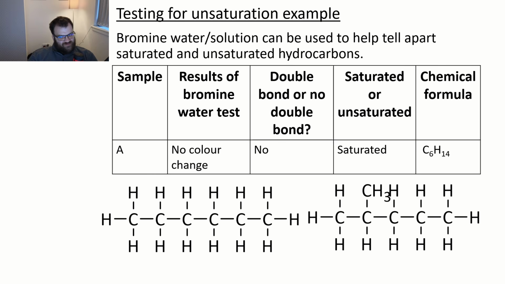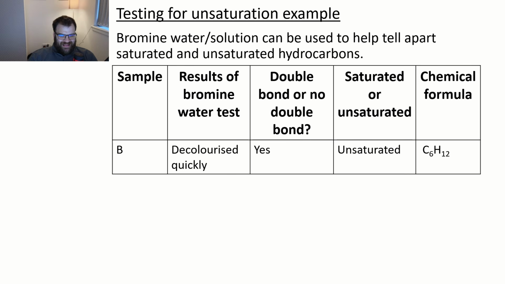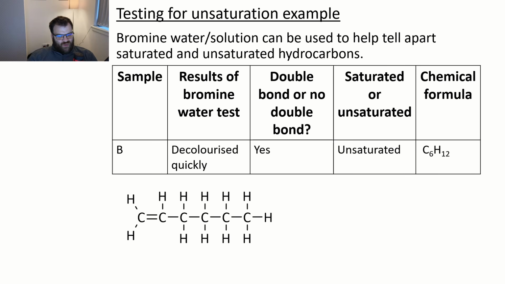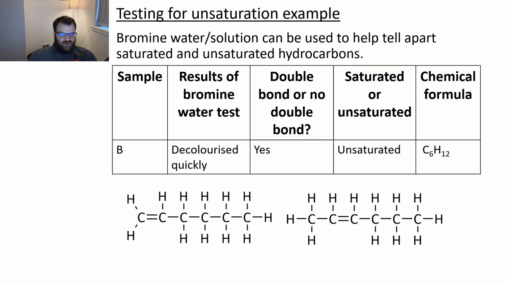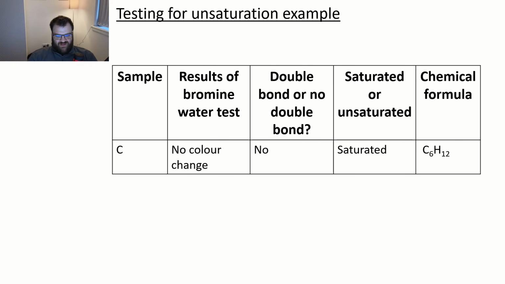You could have 5 carbons with 1 sticking out. So 2-methylpentane would be another option. Depending on the question, you might have more than one possible answer. This one, we have got a carbon-to-carbon double bond. We are C6H12. That's going to give you an alkene. In this case, I've gone for hex-1-ene. You could have gone for hex-2-ene. You could have had some branches as well, just depending on the question.